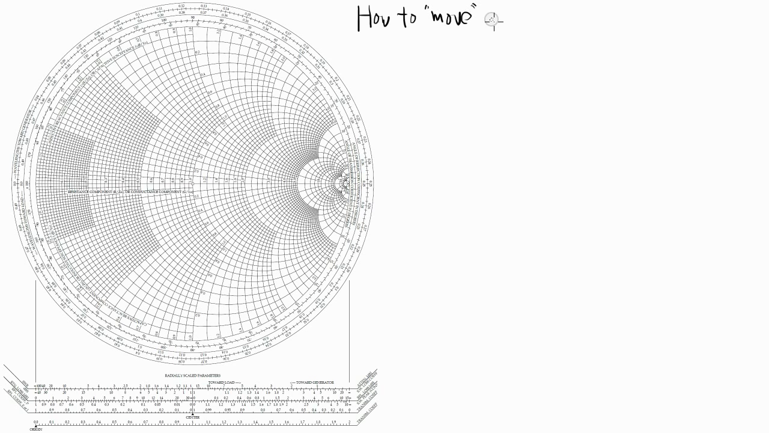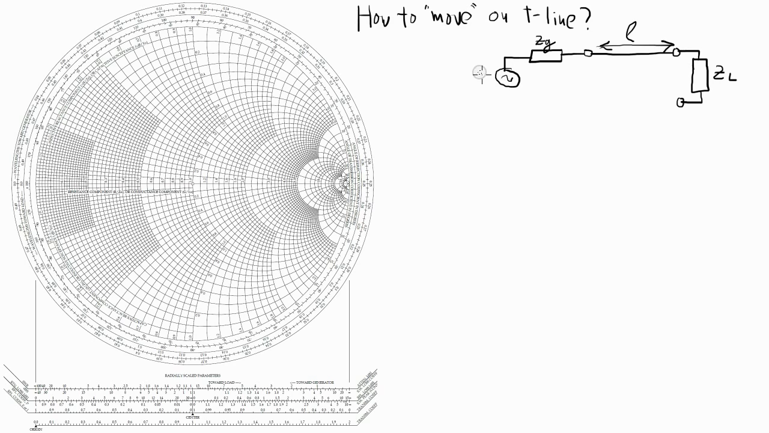And moving will mean that my reference plane moves farther away from the load impedance. So let me draw a circuit where I have a load impedance, ZL, and then my generator is going to be a distance L away from the load. The generator is going to have a source impedance equal to ZG, and an ideal voltage of VG. Okay, so this is my load, and that's my generator represented by VG and ZG.